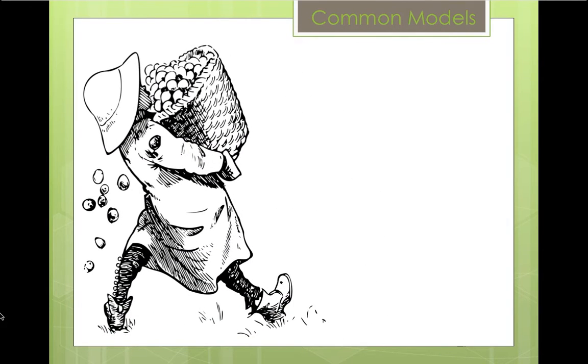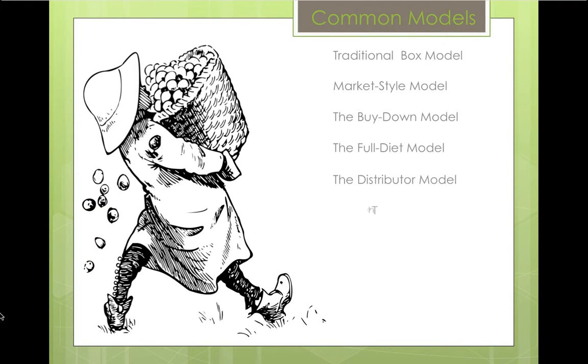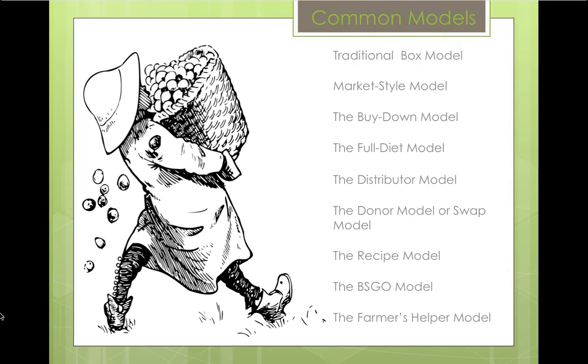During my research, I've looked at CSA models from all over the United States and a few from around the world, and these appear to be the most common ones, and I'm so excited to share them with you. The first is the traditional box model. Then we've got the market style model, the buy down model, the full diet model, the distributor model, the donor model or swap model, the recipe model, the BSGO model, the farmer's helper model. Now let's take a look at them.